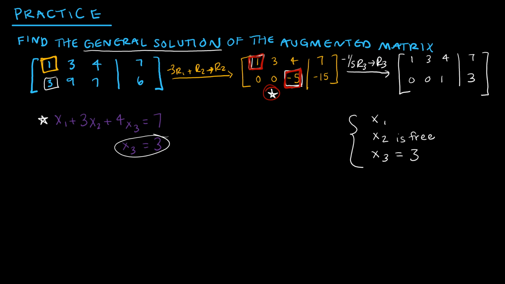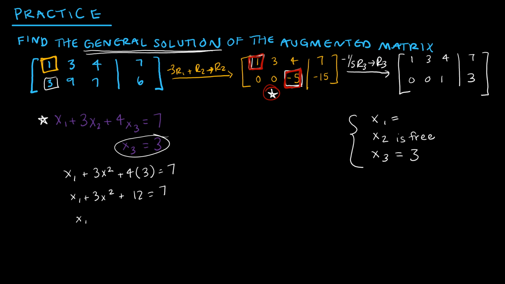Now, for x1, again, now that I've written it like this, it's clear that I have to isolate x1. So now I have x1 plus 3x2, and again, that's why it's very helpful to know which one is free, so that I didn't try to isolate x2, plus 4 times 3 equals 7. So I have x1 plus 3x2 plus 12 is equal to 7. And I'm trying to get x1 all by itself, because I want x1 equal to in order for this to be a proper general solution.